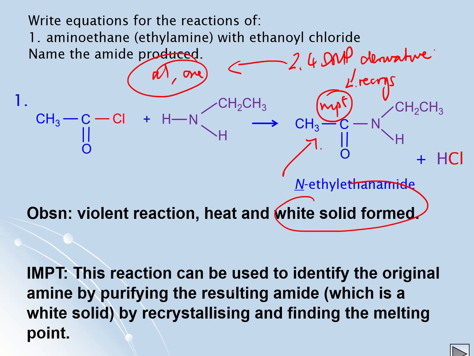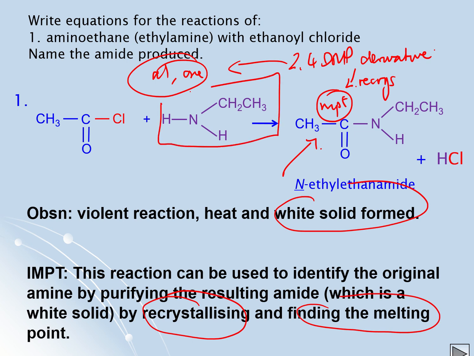So what we do is, again, like I said, we recrystallize that white solid, we find its melting point, and we refer to data tables, and that allows us to identify my original amine that we had. So make sure you go to your practical guidance and learn the little practical on how to recrystallize and how to do a melting point analysis.